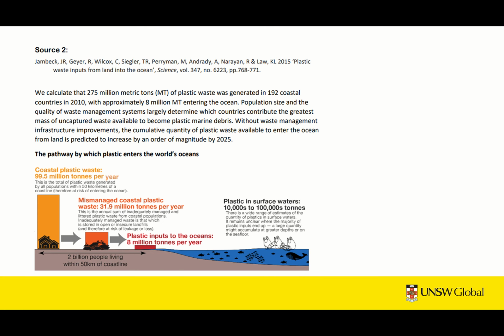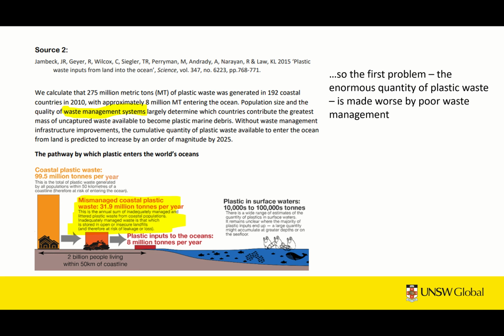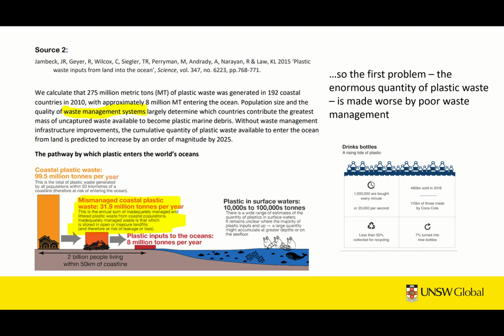We could then logically move to source 2, because source 2 is, if you remember, about waste mismanagement, poor waste management, especially on the coast. So if we've got, there we go, yes, waste management systems, mismanaged coastal plastic waste, 31.9 million tonnes per year. So if we've got the first problem, the enormous quantity of plastic waste, and it's made worse by poor waste management, then once again, we've got great punch.